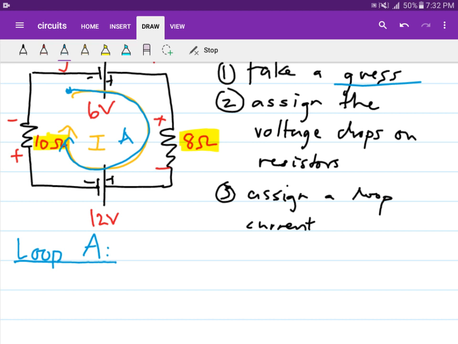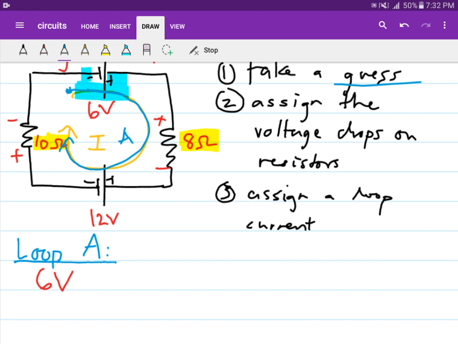This is just an arbitrary choice of whether we are to follow the direction of our current I or not. So in loop A, if we are to use Kirchhoff's loop rule, let's start from here. We encounter a region of low to high potential. So we assign this as a potential voltage gain. This will be a gain of 6 volts. So we are now traversing loop current A.